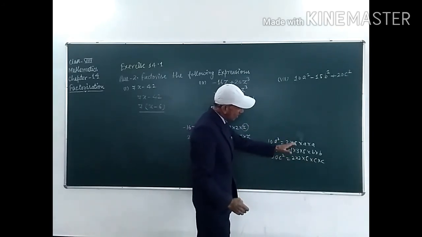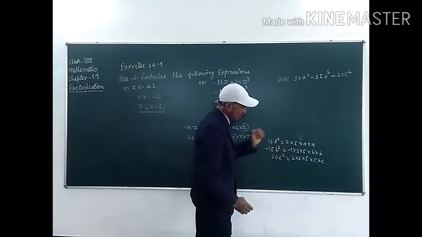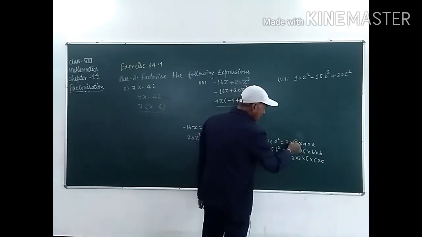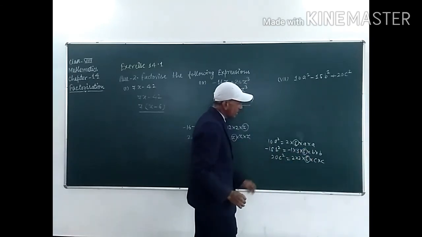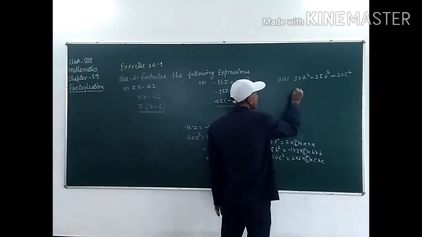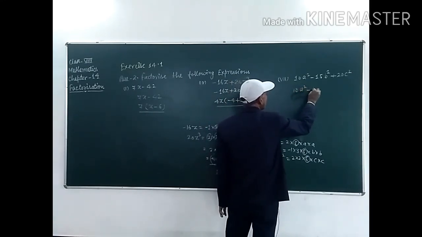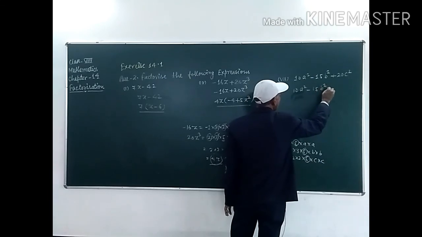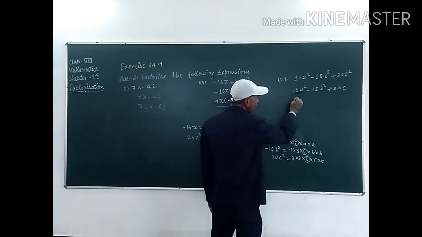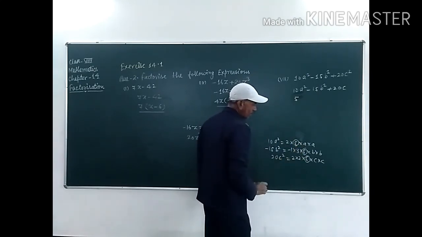So what is common in between these? We find that in these 3 expressions, at least 5 is common one time. Clear, students? 5 is common in these 3 terms. We will write this expression like this: 10a square minus 15b square plus 20c square. Now take common, that is 5. So first, 5 is common, student.